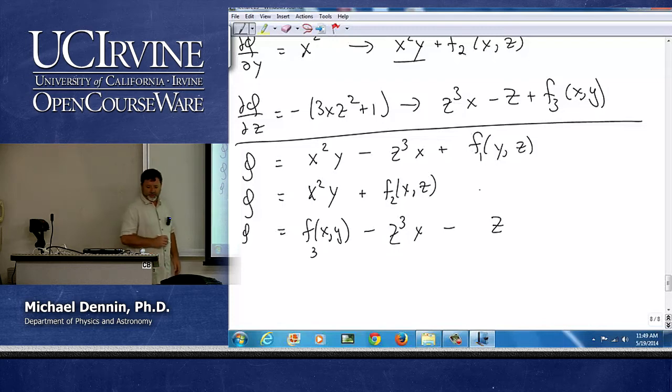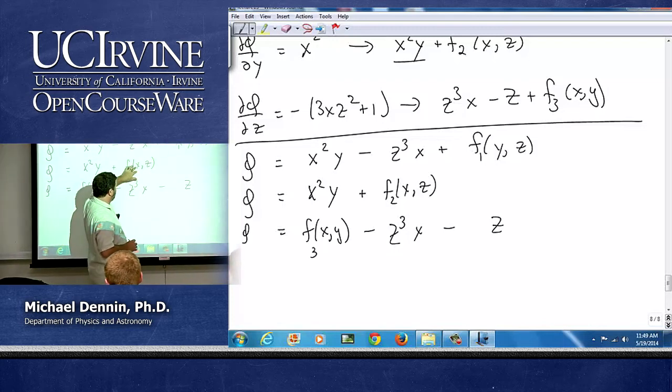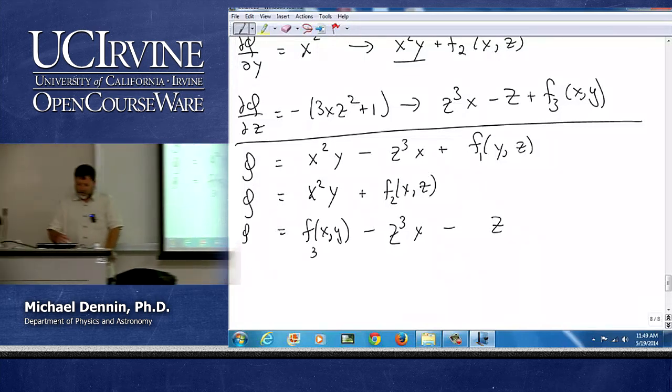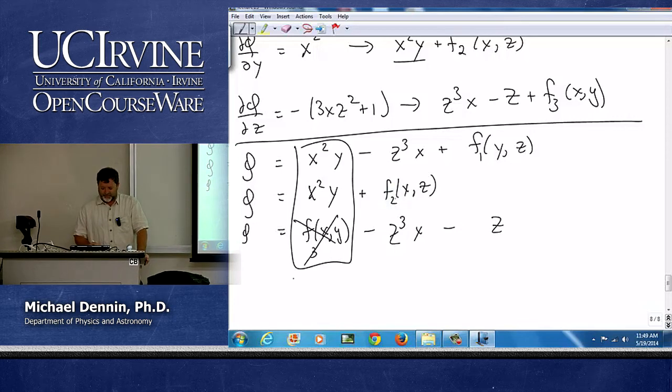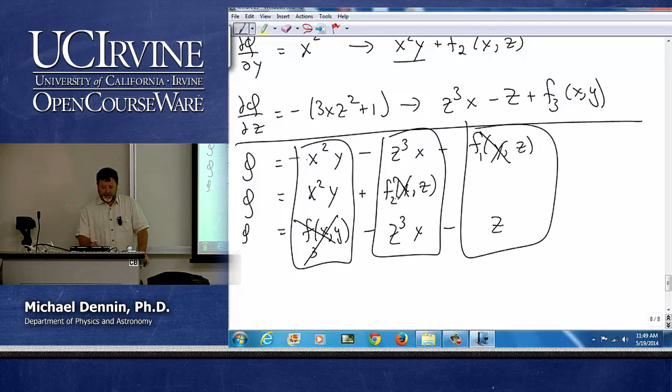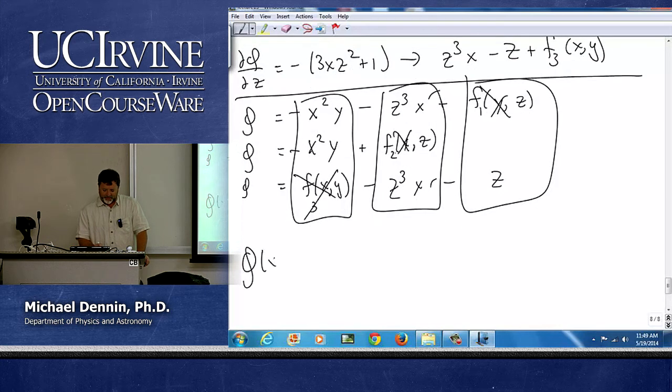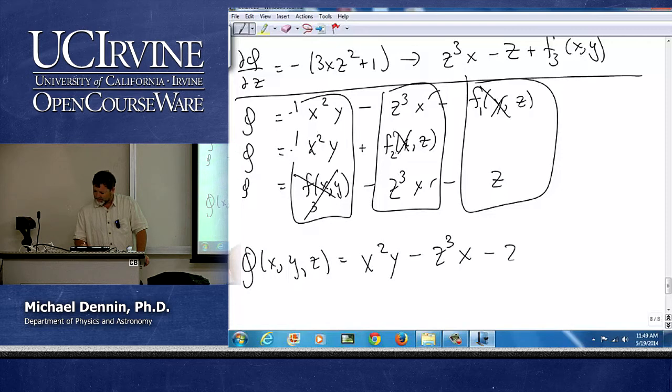which lines up with a function that depends just on y and z. This could also be counted as a function that depended just on x and z, but I already had one of those. So this takes care of that f, this takes care of that f, and this takes care of that f, and now I make sure I don't double count that or double count that, and I'm going to write phi of x, y, z as, minus, I'm sorry, those were just x squared y's, as x squared y minus z cubed x minus z.